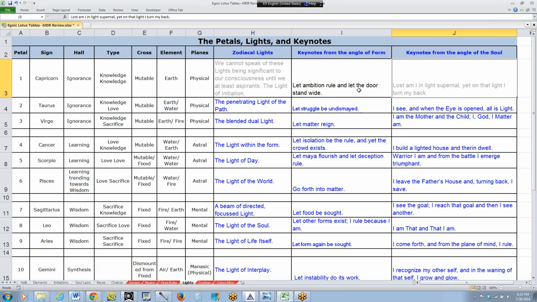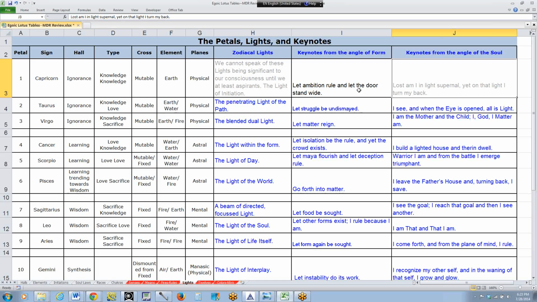Go forth into matter, its very early petals. Maybe the Pisces approach to petal number 1. Let food be sought, the hunter in petal number 1, and also in petal number 2. But it's like let satisfaction be sought. Let other forms exist, I rule because I am. It climaxes in the early part of petal number 1, where we have the dominant personality selfishly integrated.